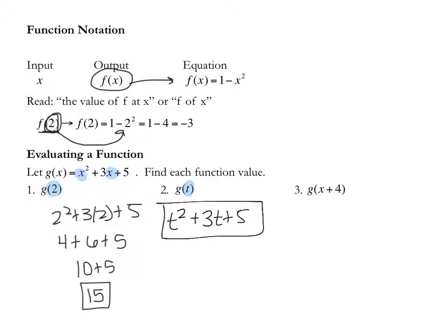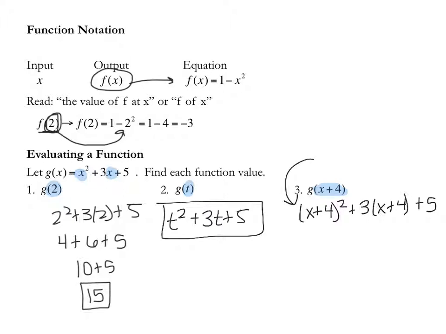The last one, we're going to have a little bit more algebra to do. We're going to do x plus 4 squared plus 3 times x plus 4 has to go in for x, plus 5. Please make sure when you're plugging in a group like that, you use parentheses. So I just took this and plugged it in. And now we've got to simplify it.